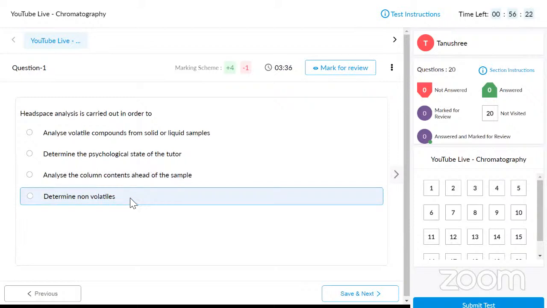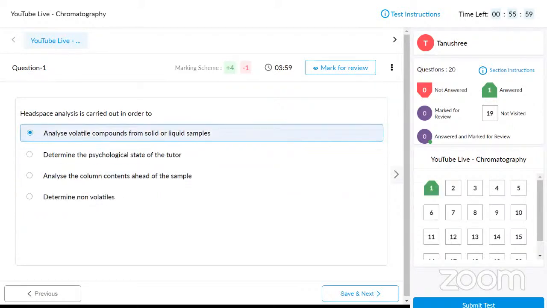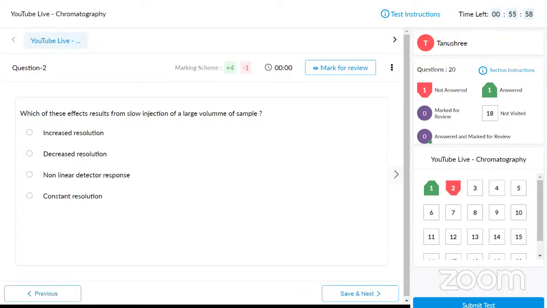And it cannot be to determine non-volatiles. Why? Because since it is non-volatile in nature, there are not going to be any gaseous vapors produced, so there will not be any headspace generated. Because headspace is not going to be generated, it cannot be used for non-volatile compounds. So we cannot use headspace analysis for non-volatile compounds either. So your answer is option A. I'll click on the correct answer and I will proceed.